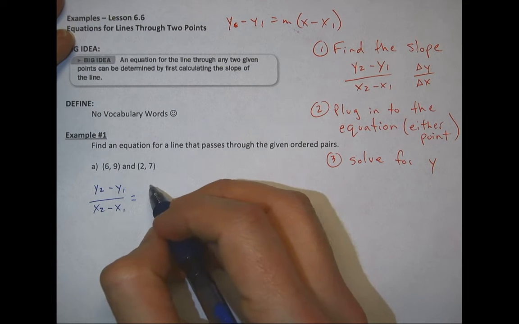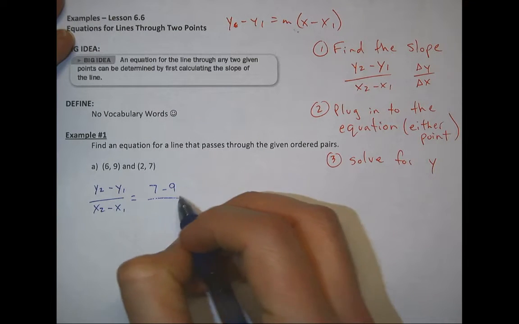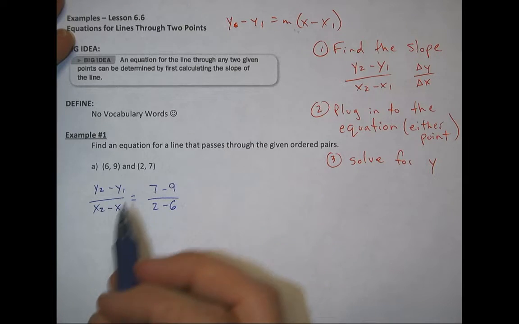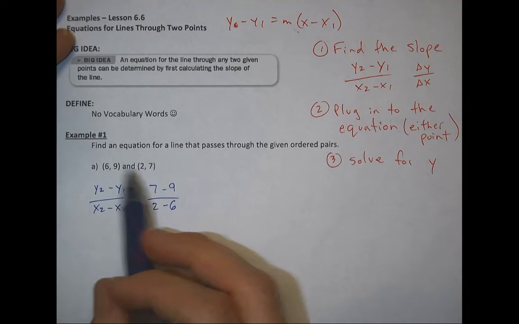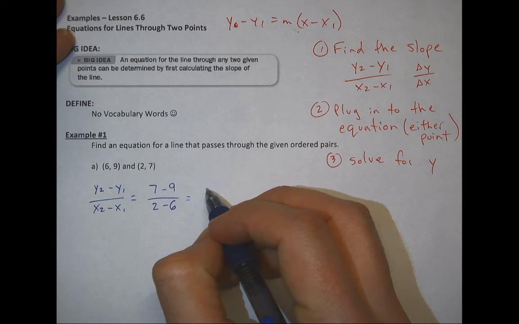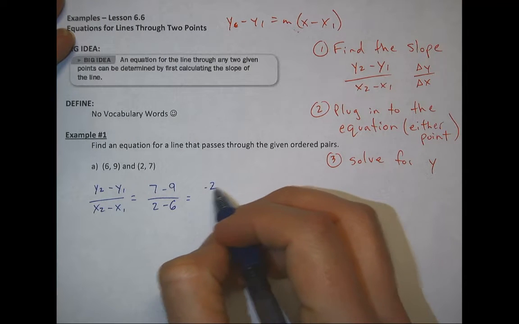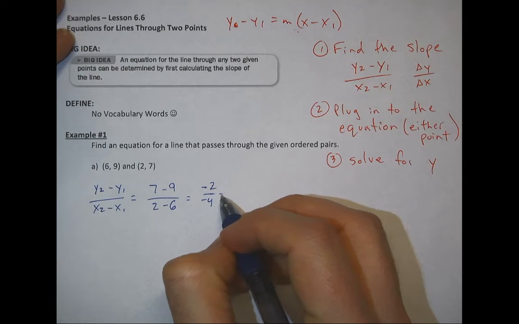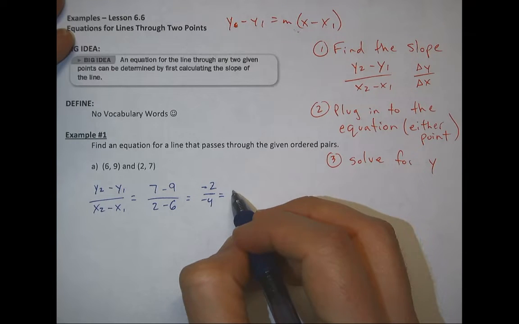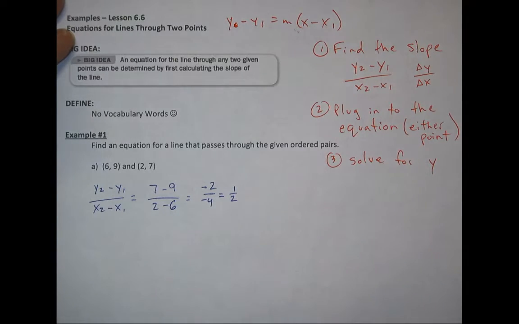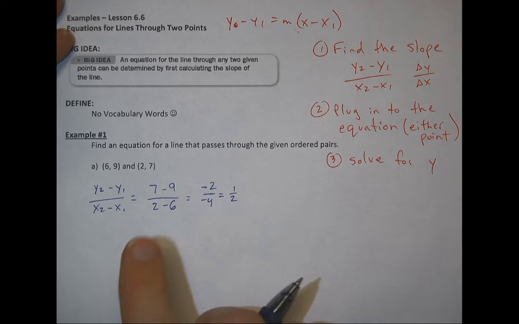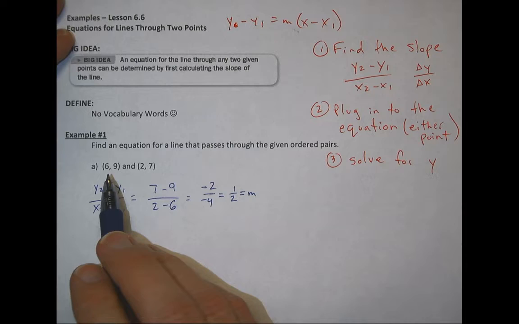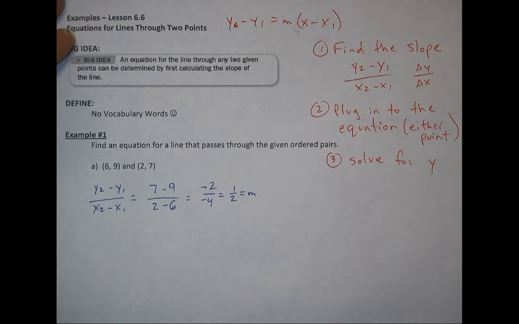Subtract your y's, 7 minus 9. Subtract your x's in the same order, 2 minus 6. And of course, you could have gone the other way, 9 minus 7 and 6 minus 2. So I get negative 2 over negative 4. 2 negatives means my answer is actually positive, and 2/4 simplifies to 1/2. Okay, so now I can write my equation. This is my slope, and I can choose either one of these points.